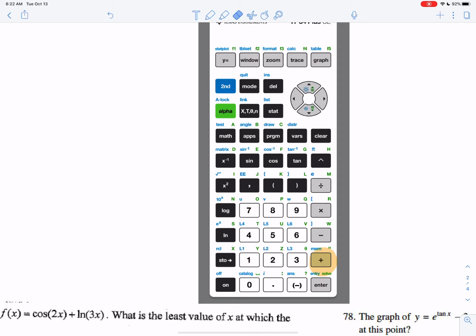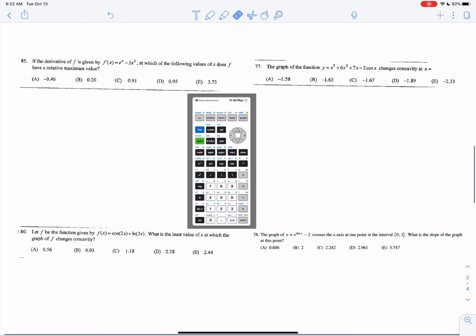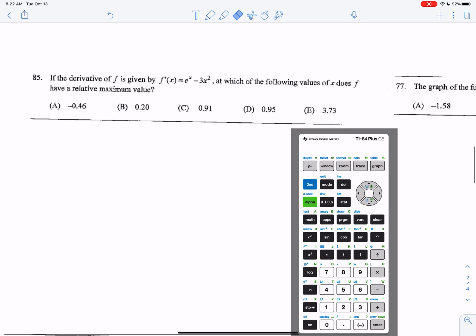Cool. So here we go. Once you have that ready, let's do some problems. Here is number 85. There are at least 85 problems on the exam. They separate the numbers. I think the calculator questions start at like number 65 or 70, something like that. But that's just to imply that this is a calculator question.